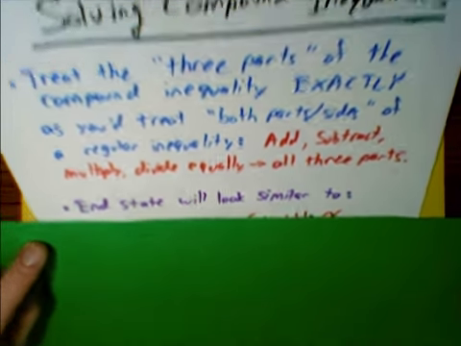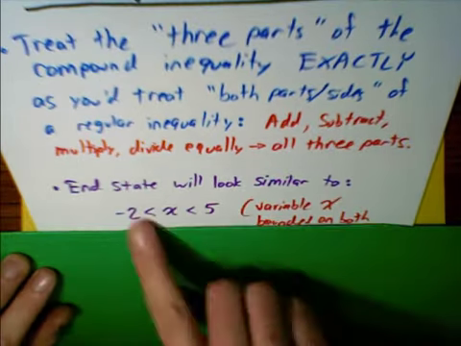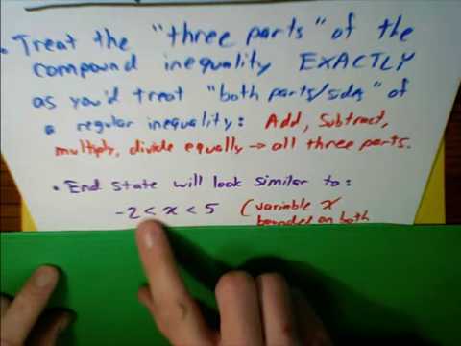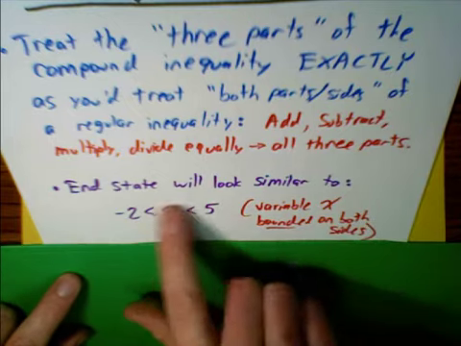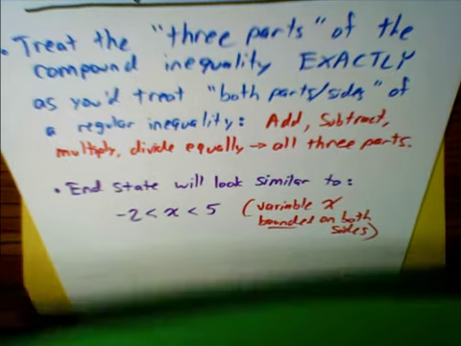The end state will usually look similar to something like this. A low number is less than the variable, which is less than a higher number. The variable x here is bounded on both sides. So let's try an example.